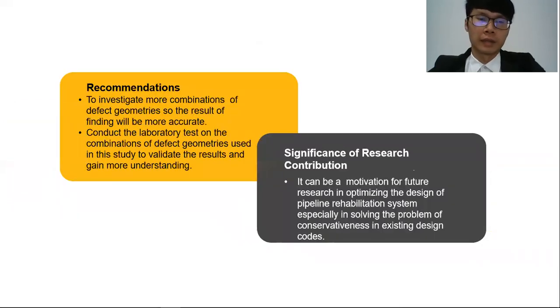Next is the recommendation, which is to investigate more combinations of defect geometry so that the findings will be more accurate, and also conduct more laboratory tests on the combinations of defect geometry used in this study to validate the result and gain more understanding. And last, the significance of research contribution. It can be a motivation for future research in optimizing the design of pipeline reliability systems, especially in solving the problem of conservativeness in existing design codes.